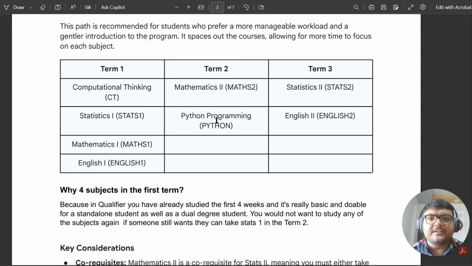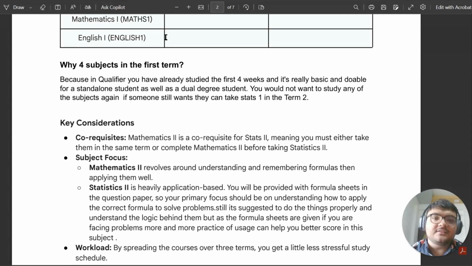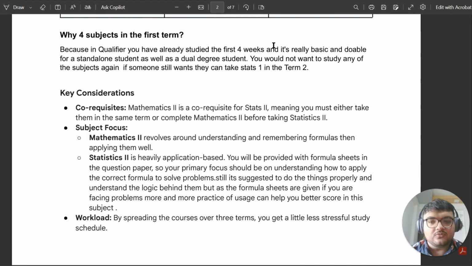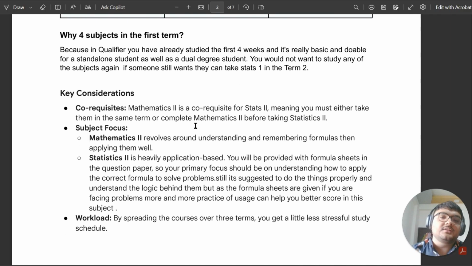And for a dual degree student also, this is pretty much doable. Don't worry about it. This is really easy. 2 subjects in a term is not that much of a load. So considerations: mathematics 2 is a core requisite for stats 2, right? So let's talk about the subjects.